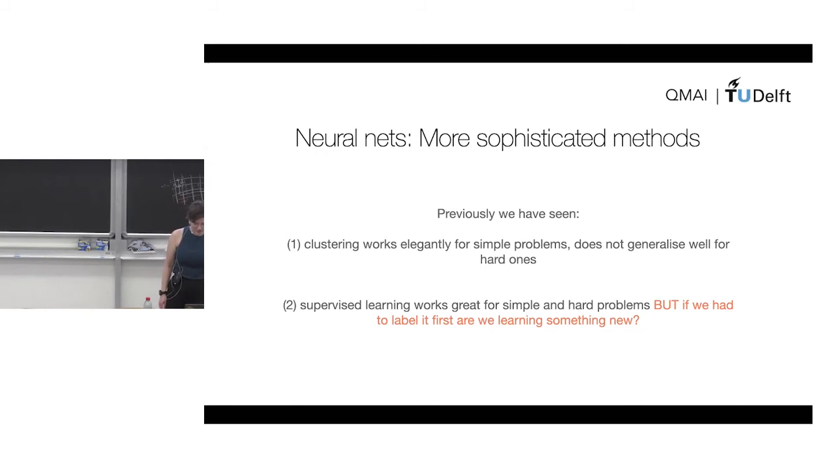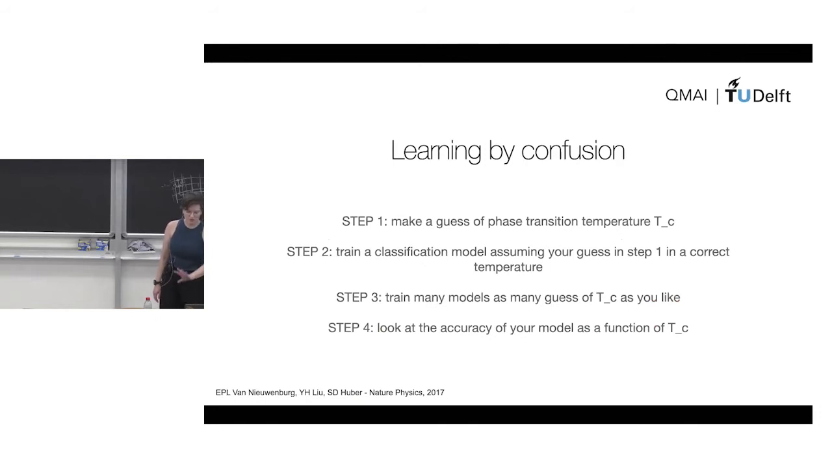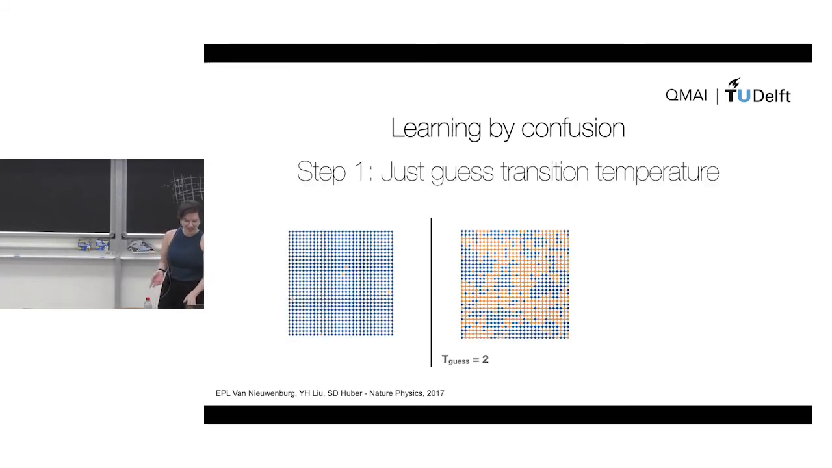The first one is learning by confusion. I'm gonna go through it quickly on a boring slide, and then I'm gonna show you a figure. You just guess your transition temperature. You train your machine learning model, and then you find the accuracy of your training. You guess the next one, you train the next model, and you continue like that. And then you see the accuracy as a function of your guessed critical temperature. I only saw this confusion thing in condensed matter physics, but I'm sure it has to be a thing in other fields as well, right?